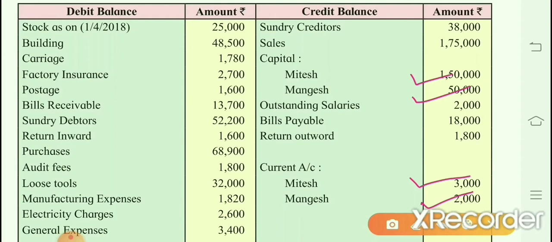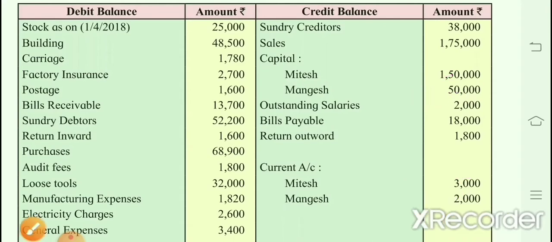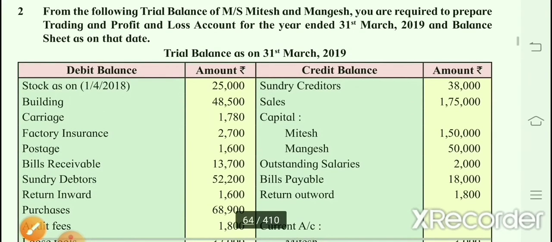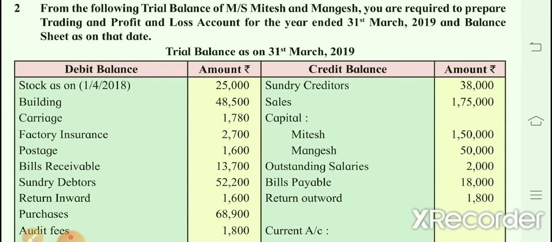As per fixed capital method, the amount of capital remains fixed every year. All the adjustments will carry through current account. So nothing hard is there. Very simple problem it is. Let's solve it. See the trial balance in simple and understanding format. It is given to us.